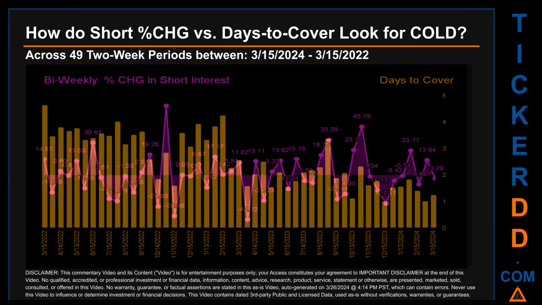Other interesting data points include: the largest percentage increase in short interest was 65.66%. It occurred once on October 31, 2022 settlement date. The largest percentage decrease in short interest found across those 49 2-week snapshots was minus 42.22%. It occurred once on March 31, 2023 settlement date. The average days to cover was about 2.58. The biggest days to cover was 4.65 and it happened once on March 15, 2022 settlement date.